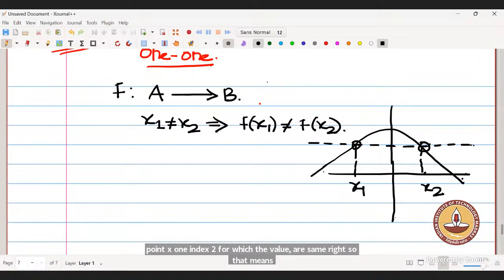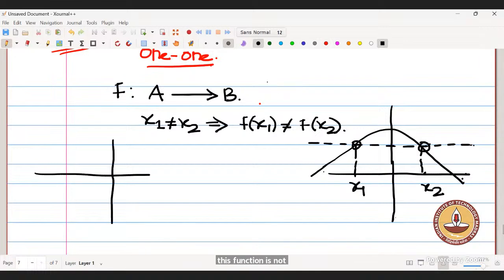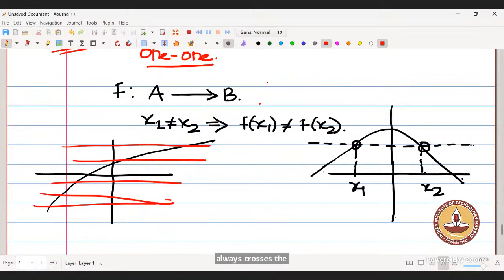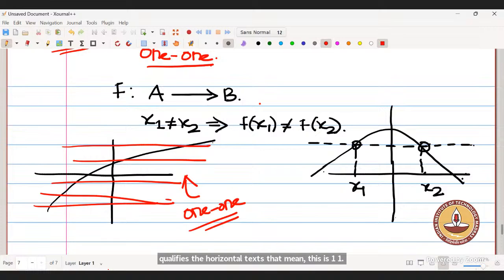But if you have a graph like this, it doesn't matter which horizontal line you take, it always crosses the graph of the function at a maximum of 1 point. So this function qualifies the horizontal line test, which means this is a 1-1 function, whereas here the horizontal line test fails, which means it is not 1-1.